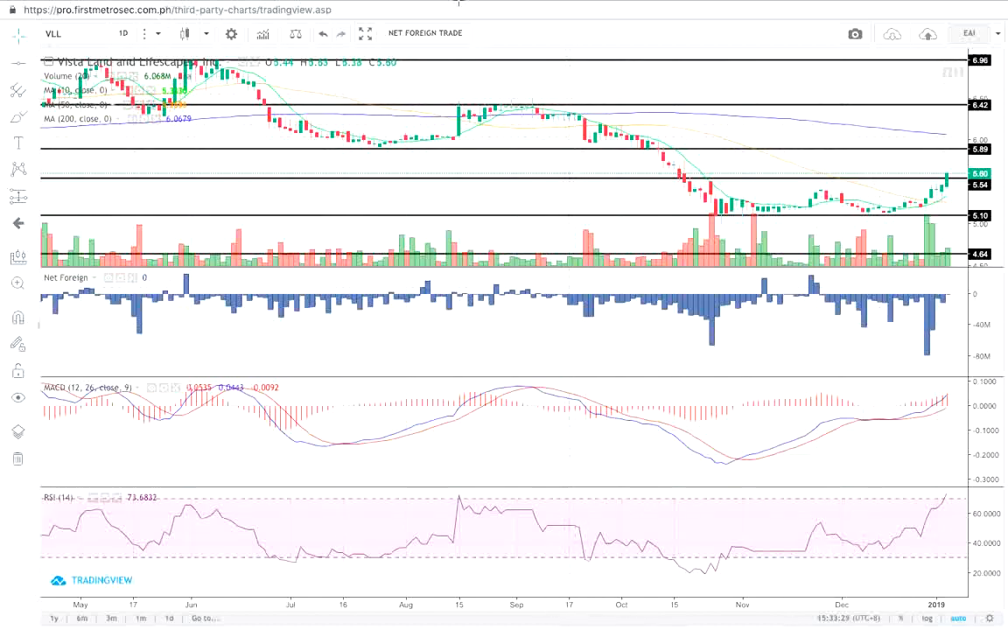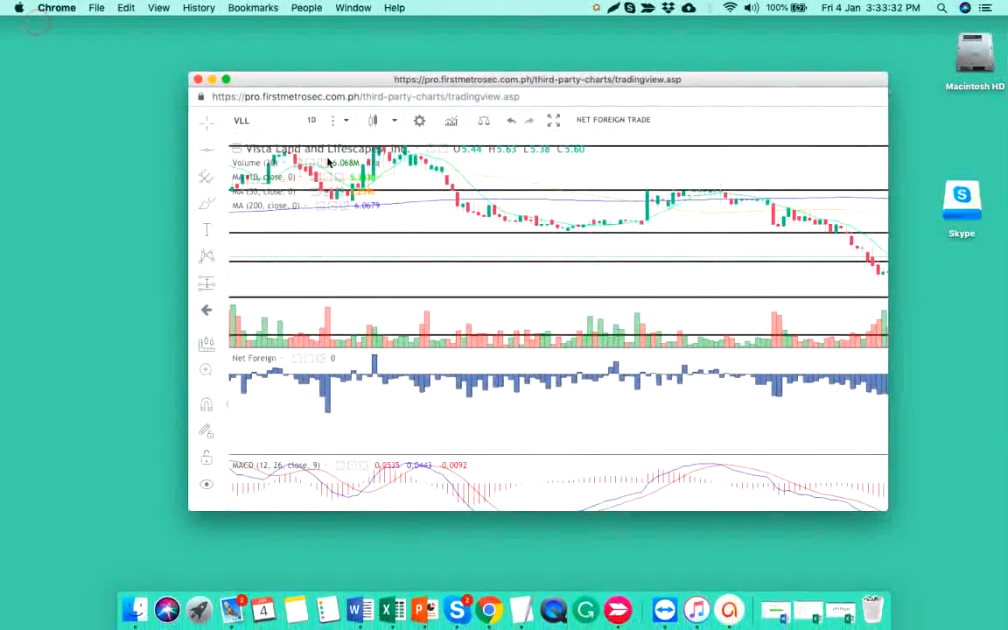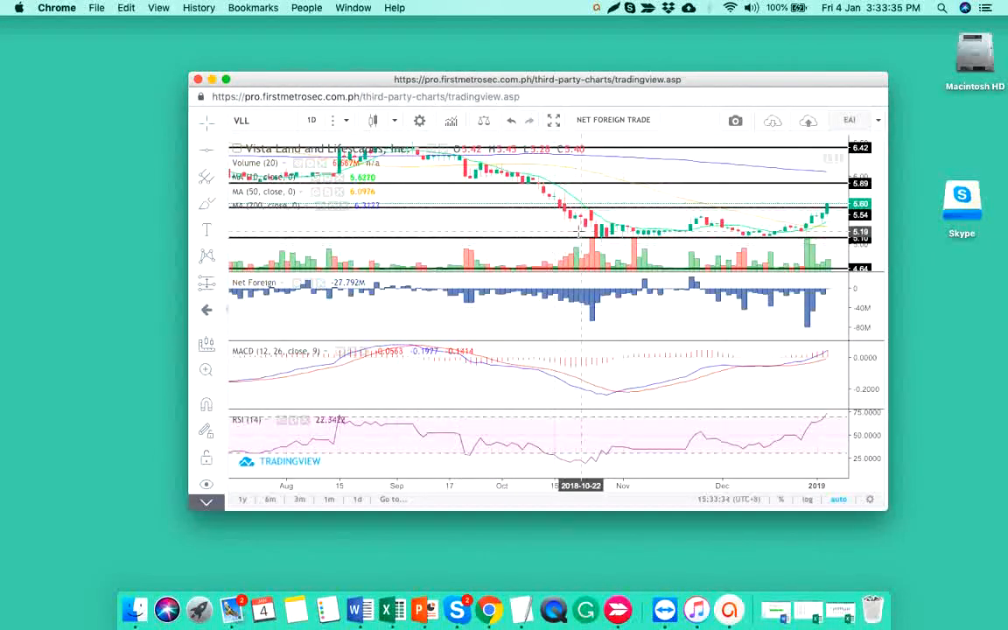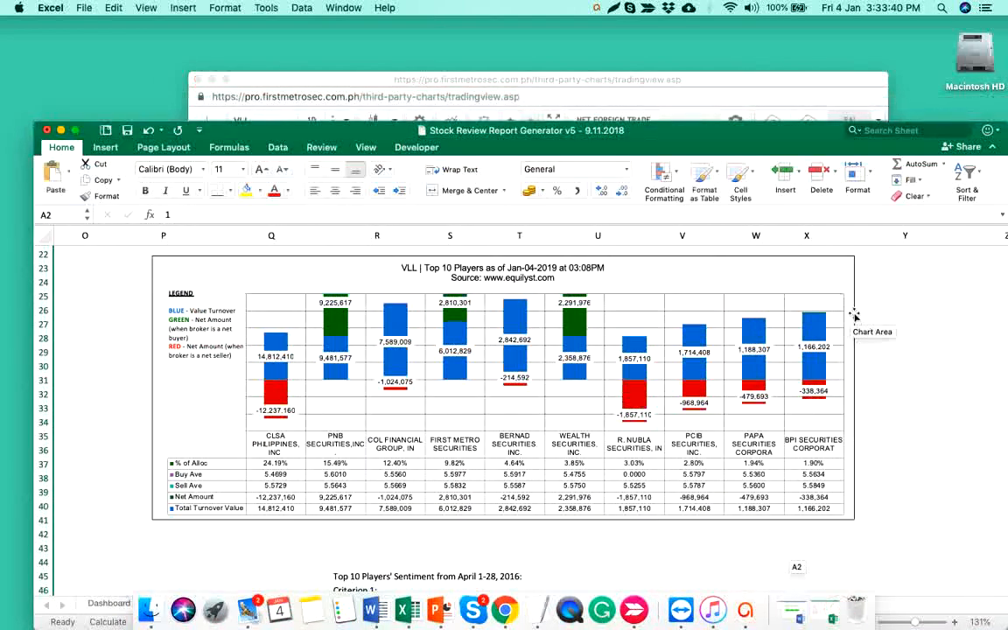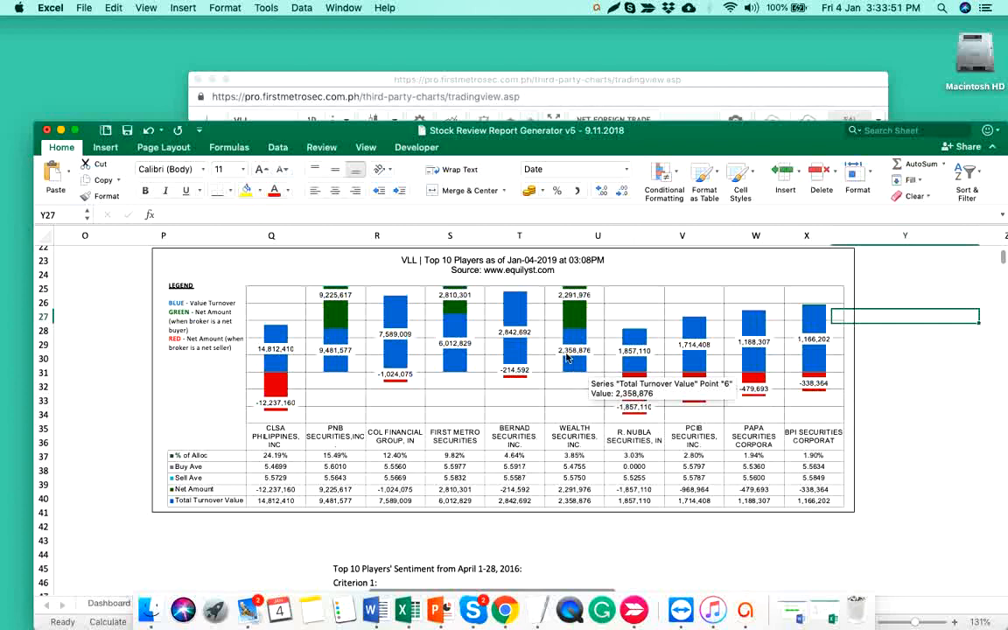Now let me give you a tour of what I see on the price volume distribution chart and top 10 players chart of VLL. First up, let's move with the top 10 players chart. What you see on your screen right now is the top 10 players chart of VLL as of 3:08 p.m. this afternoon, Philippine time zone. Out of 10 major players or brokers, only 3 registered a positive net amount, meaning they are on net buying mode. The rest of them are on a net selling mode.